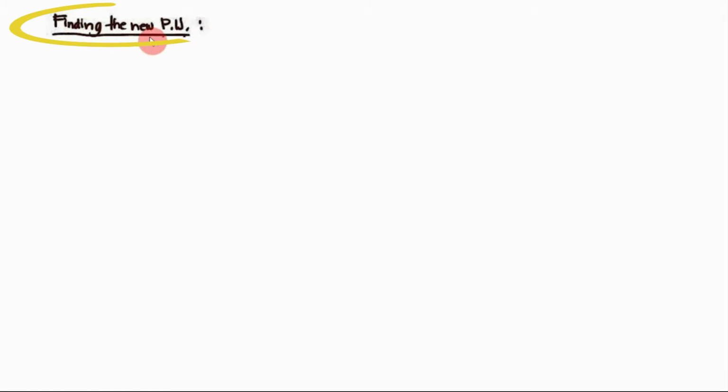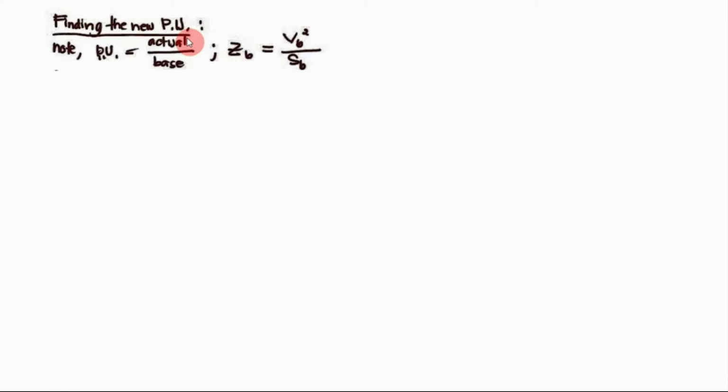Let us find the new per unit value given the bases, which are the chosen voltage and apparent power for the system. So we are to note that the per unit is equal to the actual value over the base that we have chosen. And for us to get the Z equivalent or the impedance, it is important to note also that the square of the base voltage divided by the apparent power base will give us the impedance.